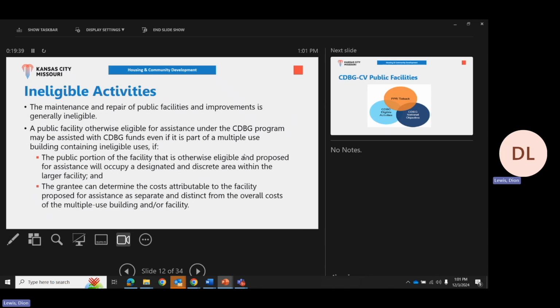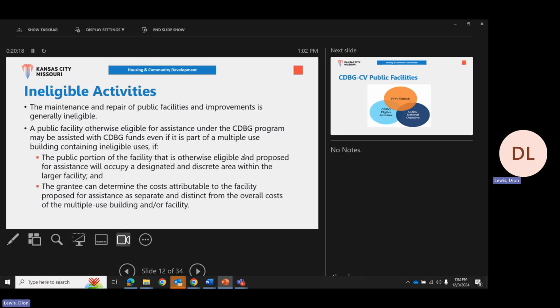Ineligible activities include but are not limited to the maintenance and repair of public facilities improvements, which are generally ineligible. A public facility otherwise eligible for assistance under the CDBG program may be assisted with CDBG funds, even as part of a multiple use building containing ineligible uses, if it meets one of these two criteria: the public portion of the facility is otherwise eligible and proposed for assistance, and will occupy a designated and discrete area within the larger facility, so it can't be closed off.